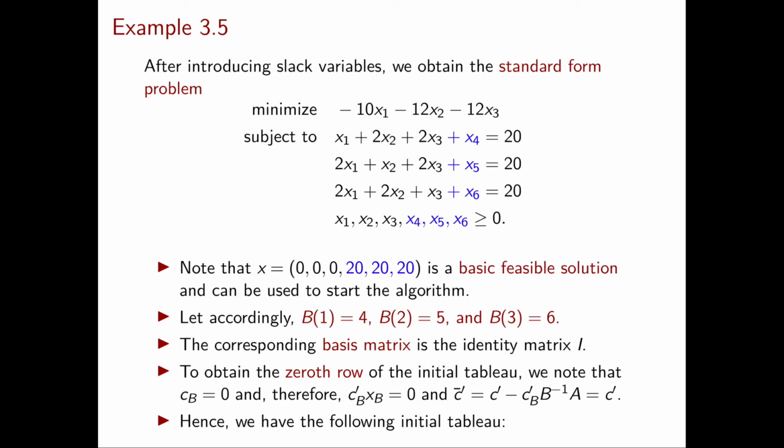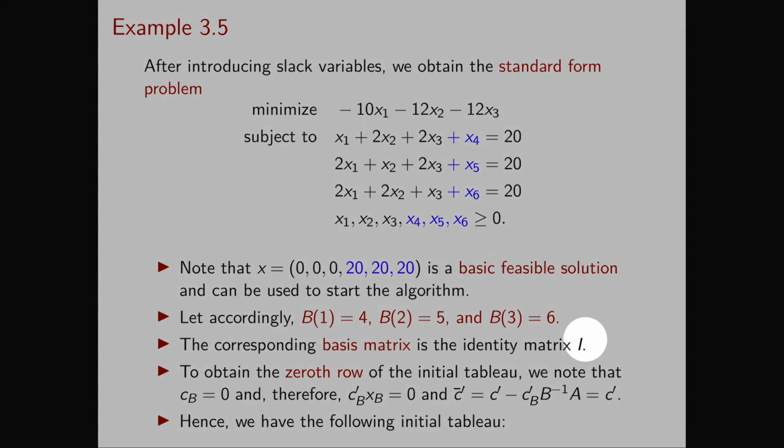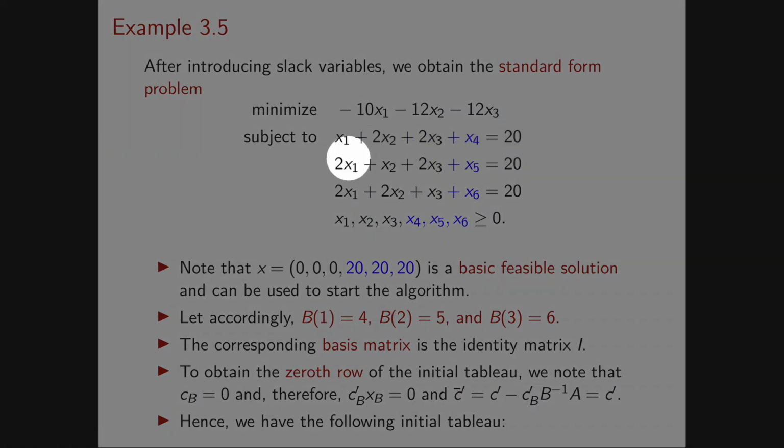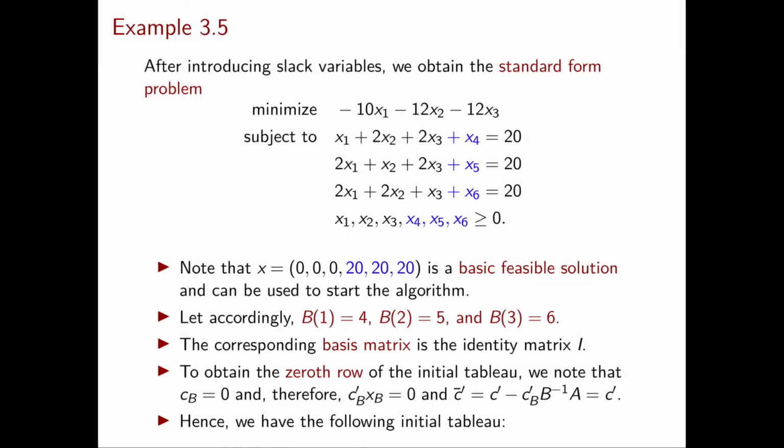At this point, we know how to construct most of the initial tableau. In fact, we can fill in the entries of the initial tableau everywhere except in the 0th row. In the remaining rows, we only need to write B inverse times the matrix A of the coefficients of this system. Since B inverse is the identity, we can just copy-paste all the coefficients of these constraints. Let us now compute the 0th row.